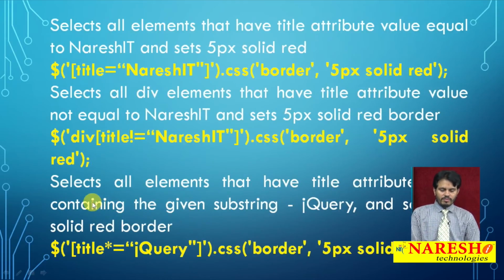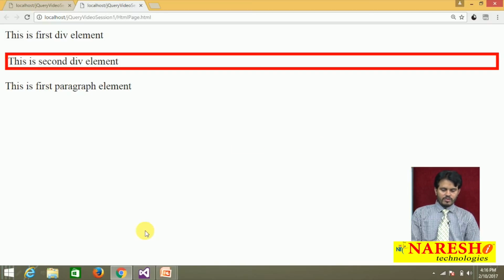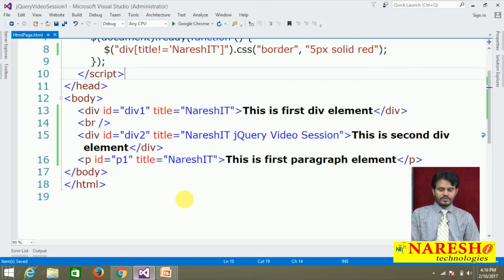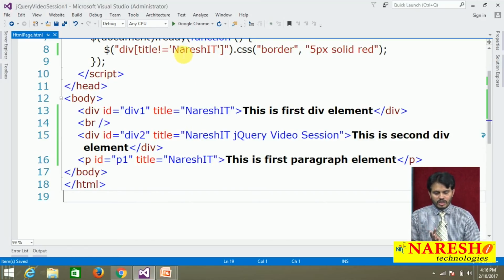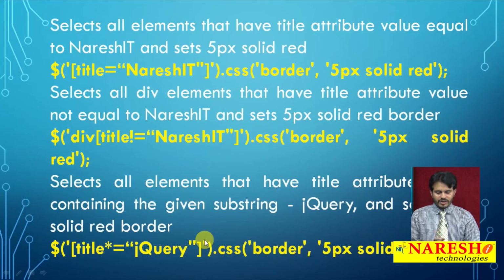So for this my example is: select all elements that have a title attribute value containing the given substring jQuery, and set the CSS border to 5 pixel solid red. So for this we are going to come to this place. What expression do we have to use? Earlier we used equal, then we used not equal. For the third one, for containing, what to use? Star equal. This is the operator.